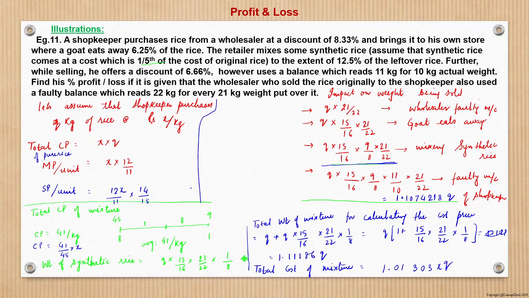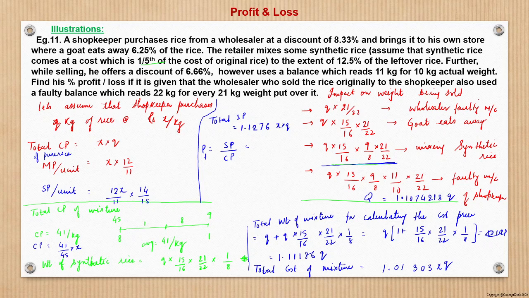So total SP is equal to, I'm multiplying 12 by 11 into 14 by 15 into x into this quantity 1.1074. So that I am getting as 1.1276 into x into q. So profit will be total SP upon total CP minus 1. So profit factor I write here, that will be 1.1275 divided by 1.01303.